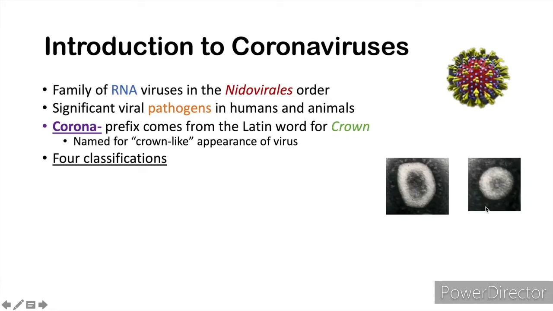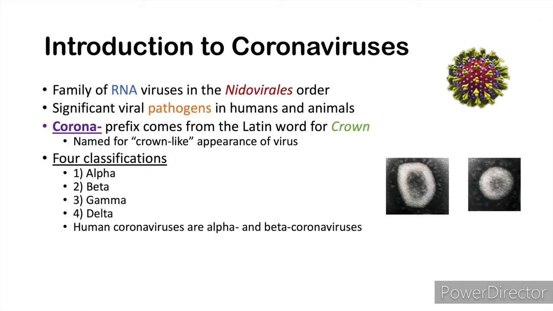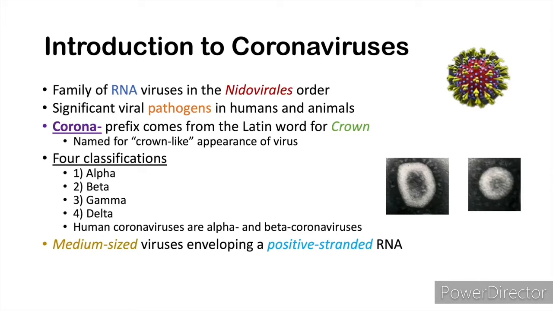There are 4 classifications of coronaviruses: alpha, beta, gamma, and delta. So it's very easy to remember. And human coronaviruses are alpha and beta coronaviruses. So the coronaviruses we talk about and we hear about are in the first 2 classifications, alpha and beta. Coronaviruses are medium-sized viruses that envelop a positive stranded RNA. And the coronaviruses themselves have a very large viral RNA genome. They have the largest viral RNA genome known.